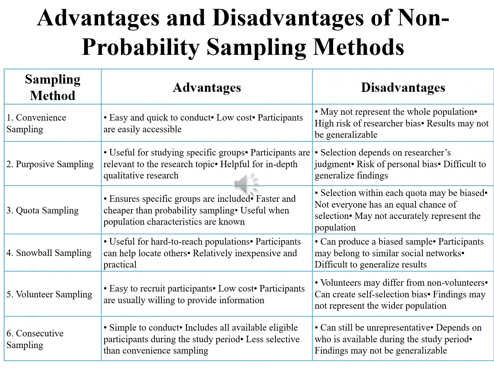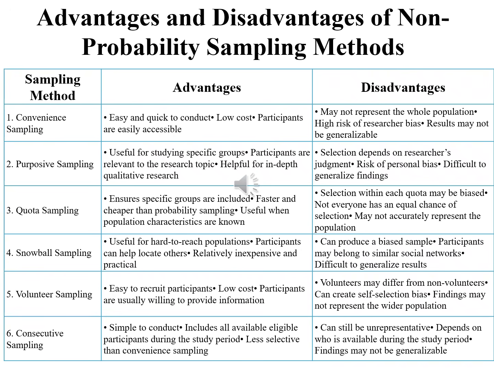Volunteer sampling. Participants are easy to recruit. It is low in cost and volunteers are usually willing to provide the information. What are the disadvantages of volunteer sampling? Volunteers may be different from people who do not volunteer, which creates self-selection bias. Findings may not represent the wider population.